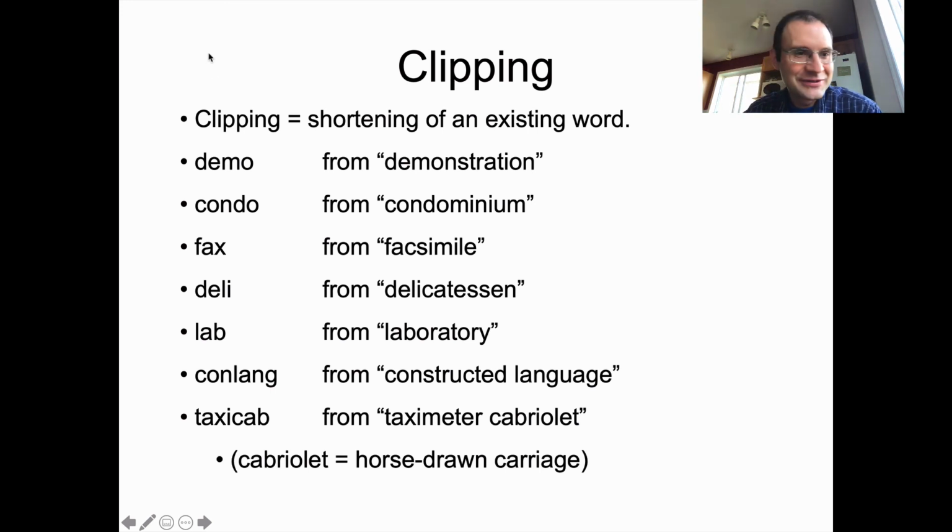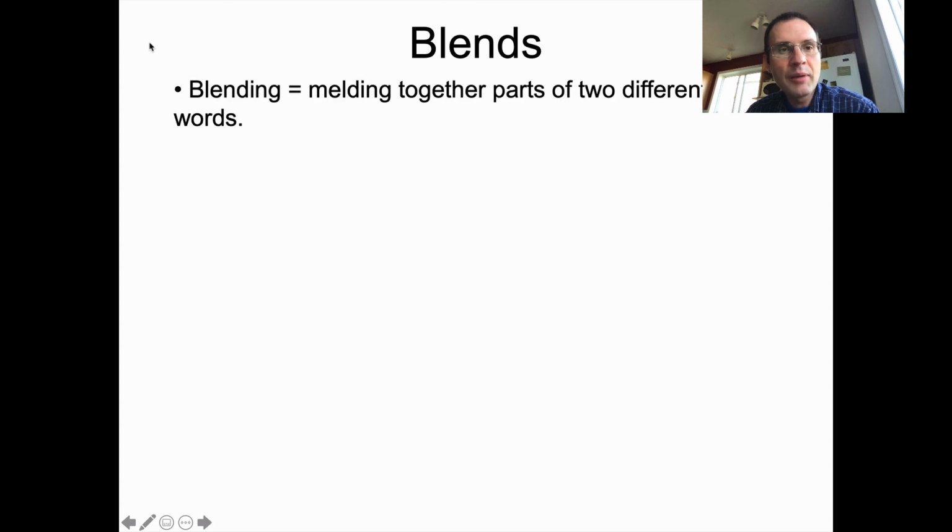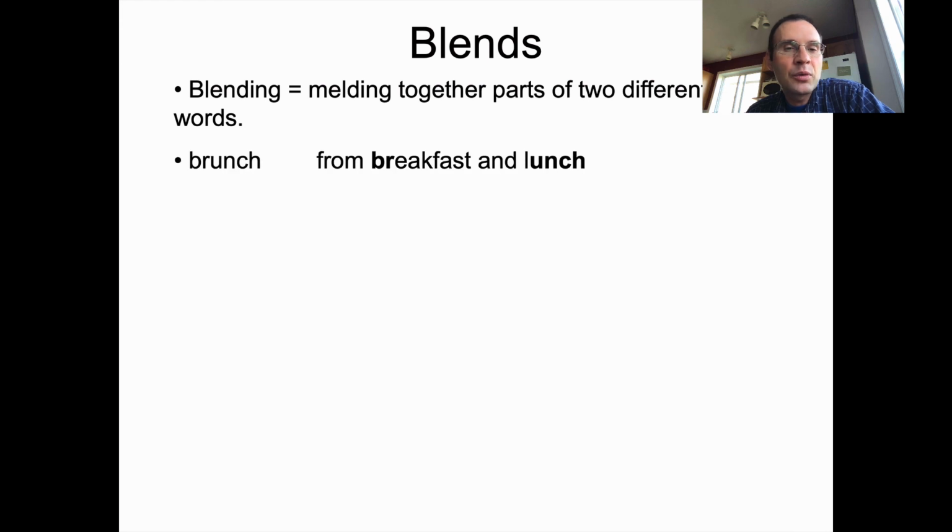And who knows in the days of Uber or whatever if this concept will stick around, but that's at least where it came from for the time being. Blending is where you meld together parts of two different words to get a blend. Sometimes these are called portmanteaus or portmanteau as well. You may have heard that word.